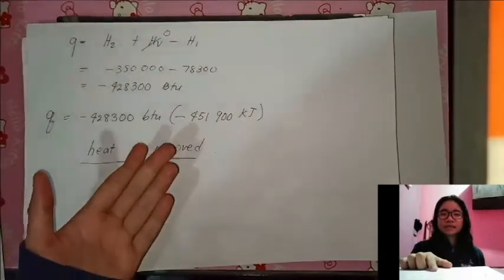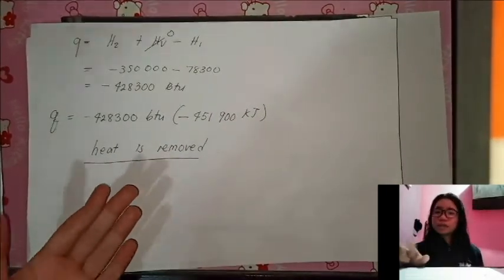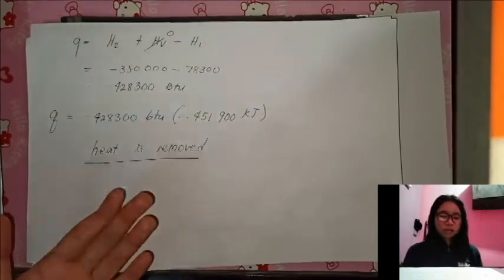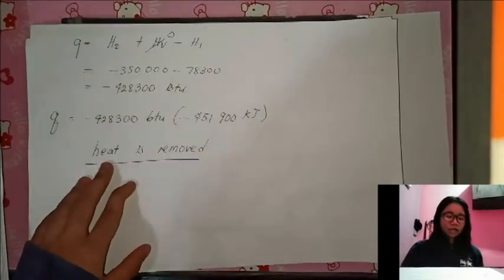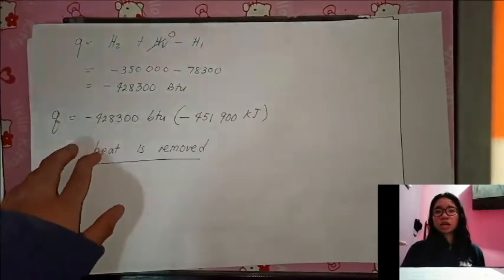Since the heat absorbed is negative, heat is removed. If Q is positive, heat must be added to the system, and if it is negative, heat is evolved or given off. That's all for the problem on crystallization. Thank you.